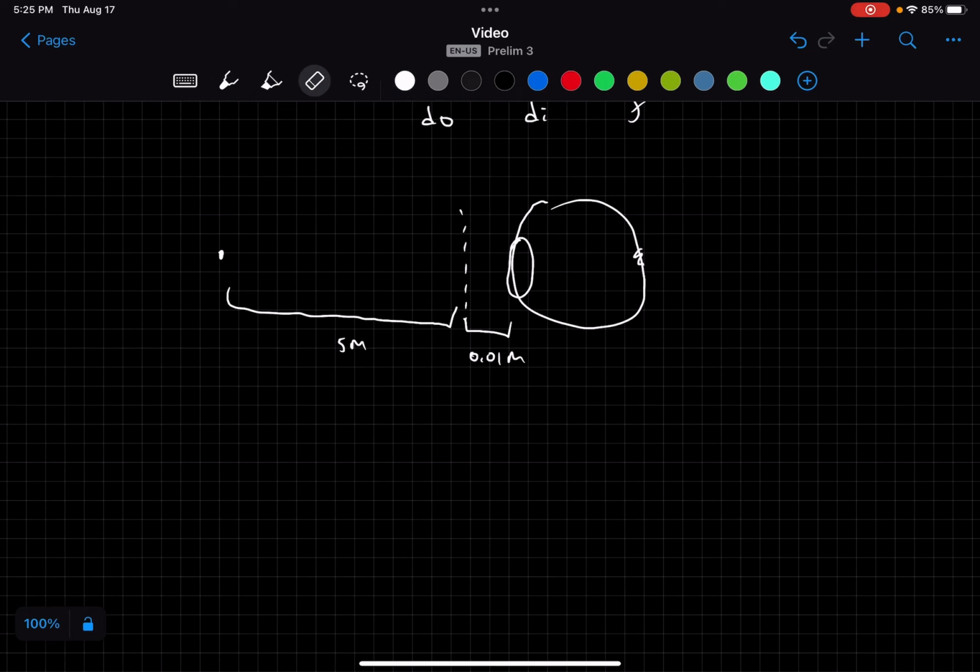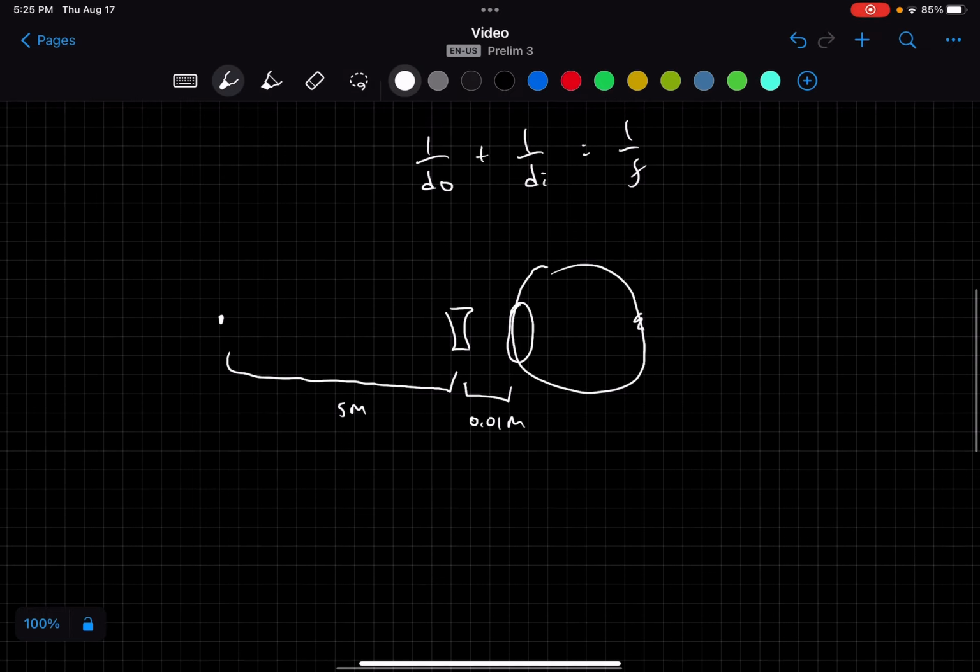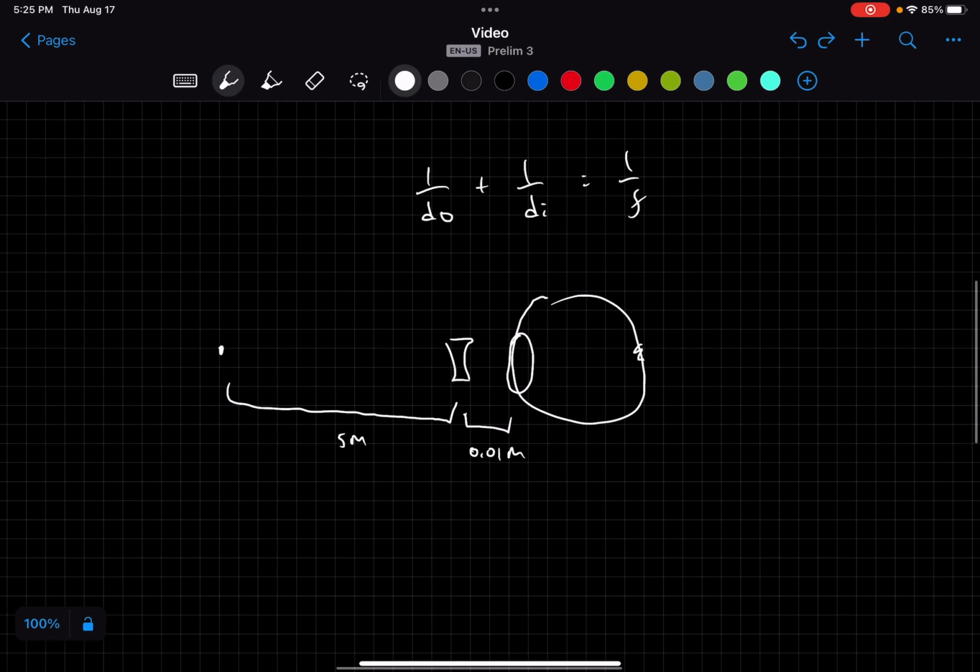Let's erase this and then redraw the lens. Everything past the far point is blurry. You don't really see anything very well, so that's not ideal, right? To calculate how strong this lens needs to be in order to get all the light to converge at the back of your eye, we use this equation right here.